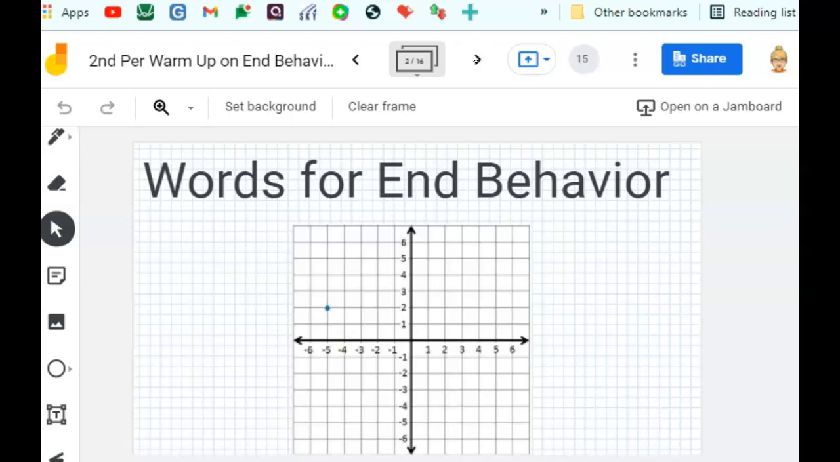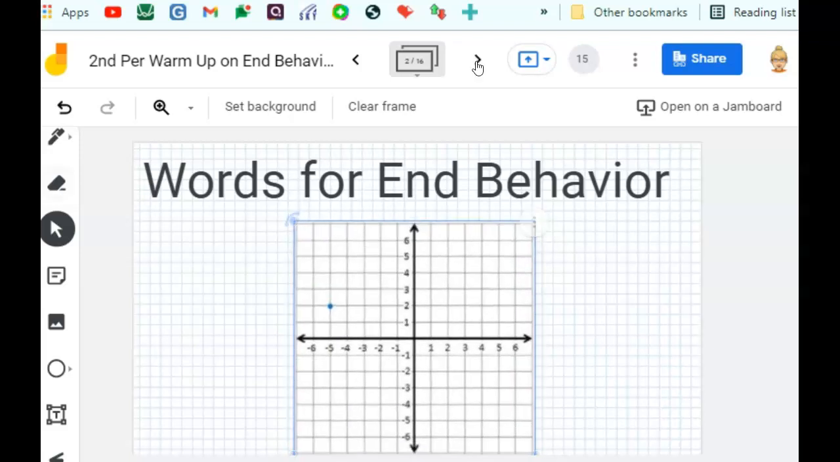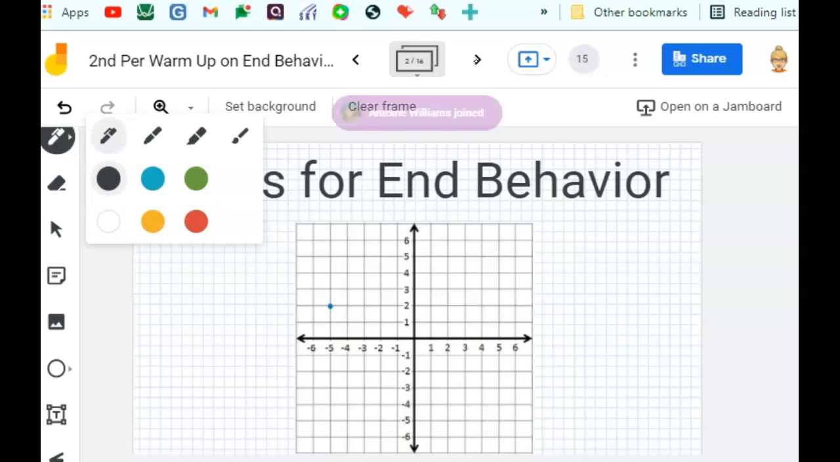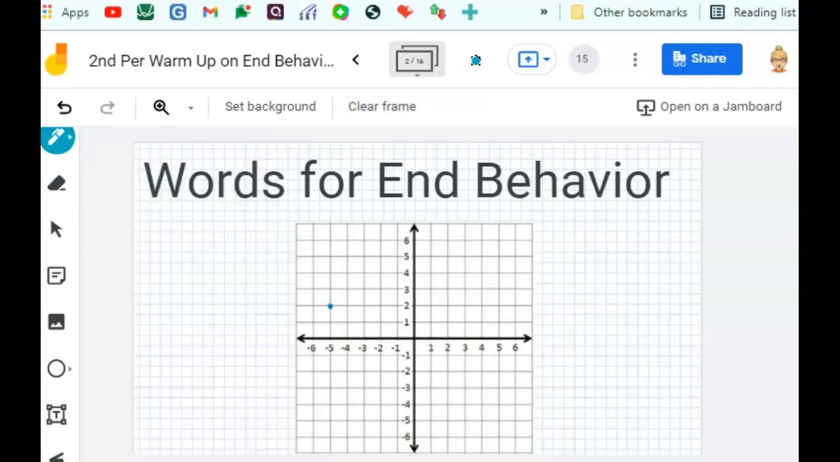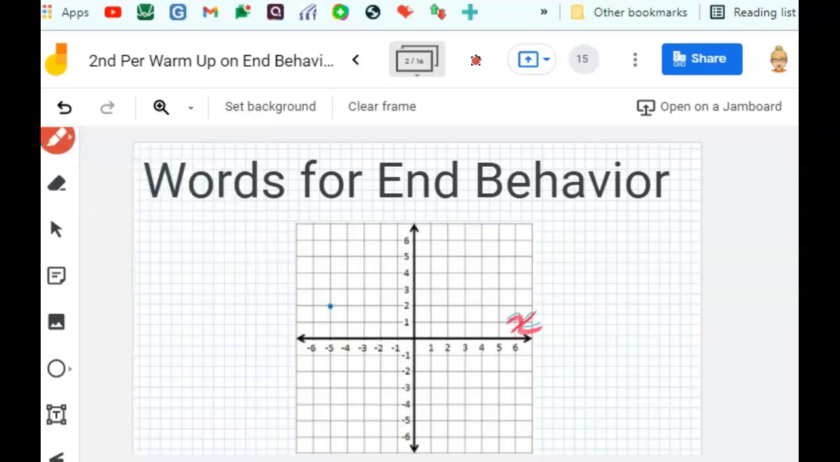Well, if we're going this way, this is X. Let's see. Can I write on this? You guys could write on this too, but this is the X. Let's try this one. This is the X, and it is going towards what, if I want to go that way? Infinity, and that would be the word for going right.